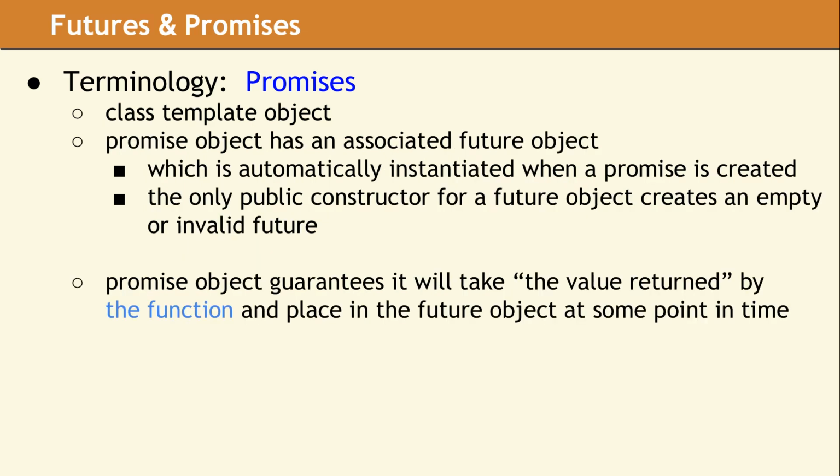The promise instance is also an object of a templated class. Just as with a future, the template parameter indicates the data type of the stored value. The T for the promise and the T for the future must match.